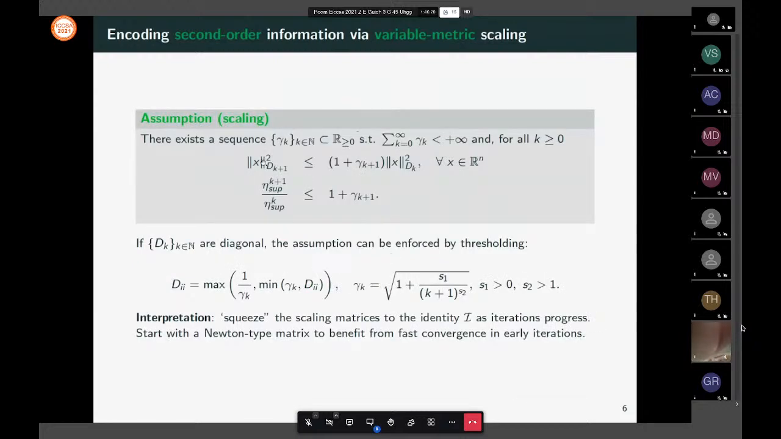And there are some conditions that, of course, I don't have time to detail here, but the idea is that in your algorithm, what you want to do is to define something like a Hessian matrix, which squeezes towards the identity along the iterations of your algorithm, so that in the early iterations you do benefit from some second-order update, without requiring too high computational costs. And as the iteration number increases, your matrix converges to the identity. So you retrieve a standard first-order optimization scheme.